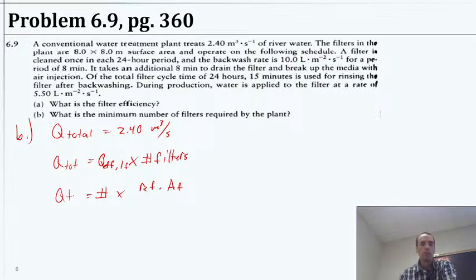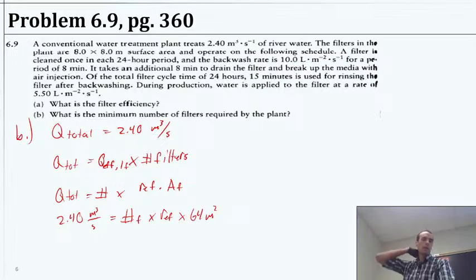Okay, so that's the way I'm going to conceive of this. We know the Q total, so we can rewrite this as 2.4 cubic meters per second as the requirement, equals the number of filters that we're interested in times the R effective that we can calculate, times 64 square meters for each filter. And if you want to be a little more explicit with the units here, we could say per one filter, and the number of filters times per filter will give us just a number. So you could even do the units like that if you want.